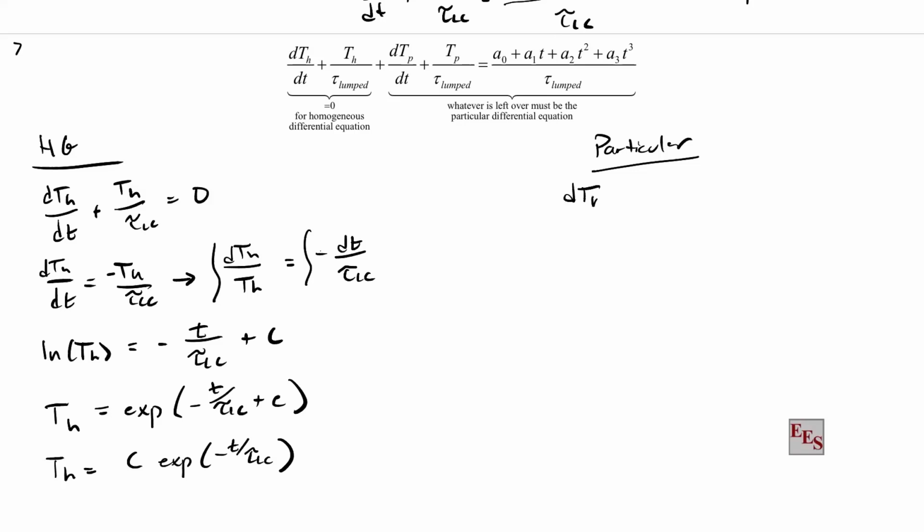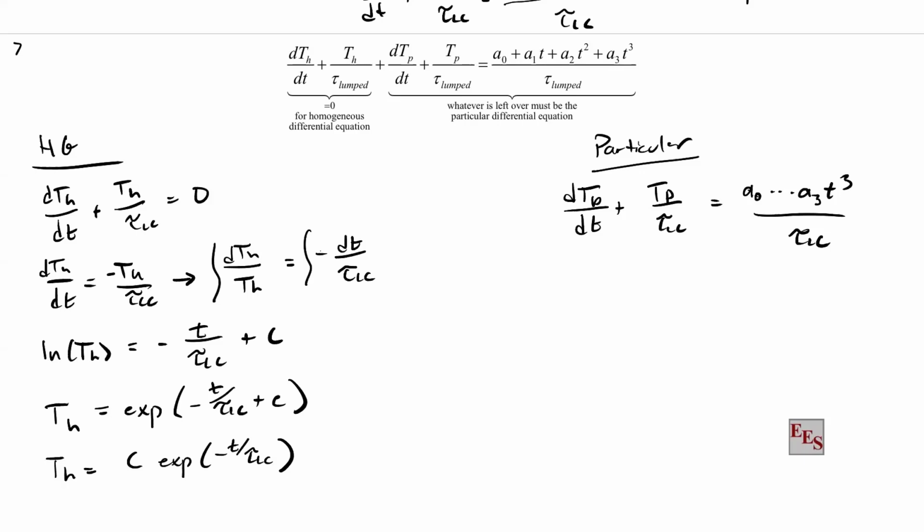So dTp/dt plus Tp over tau LC is equal to all this stuff, right? A0 dot dot dot all the way to A3 t cubed over tau LC. I just didn't feel like writing it out, but we have that function over there. So what do we do for this type of thing? You can't look at it and say, well, this is a constant on the right-hand side. It's not a constant. It's a function of time. So how do we deal with this?